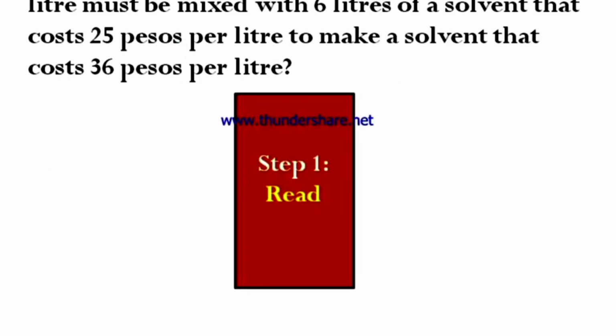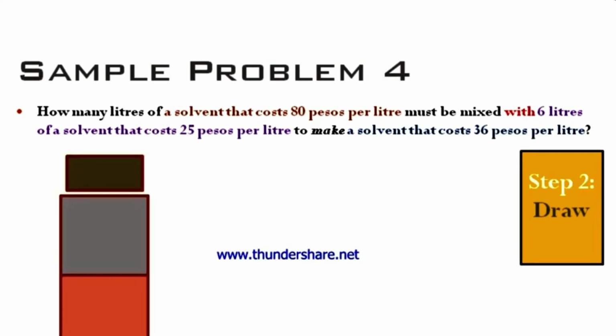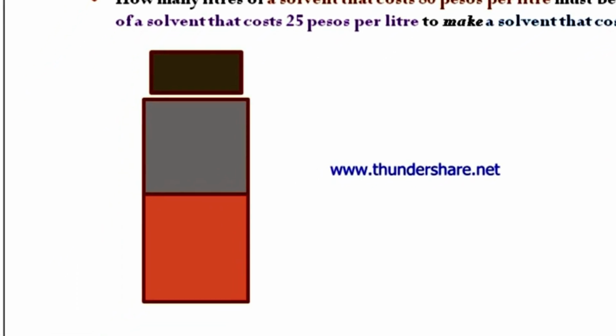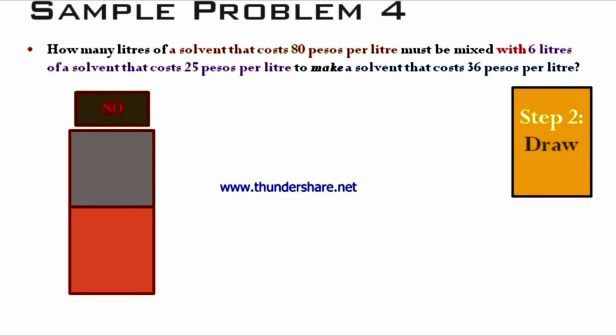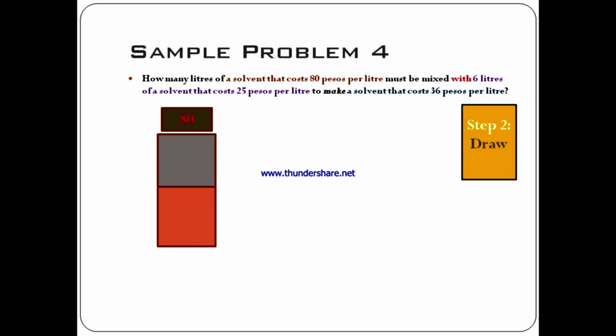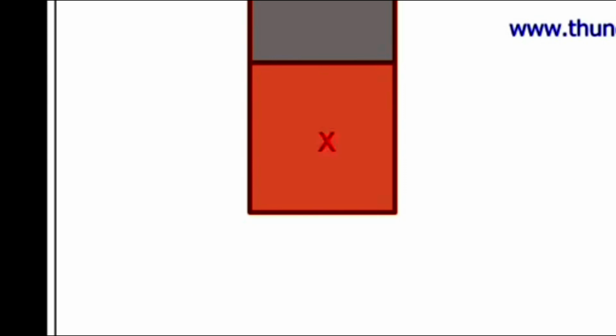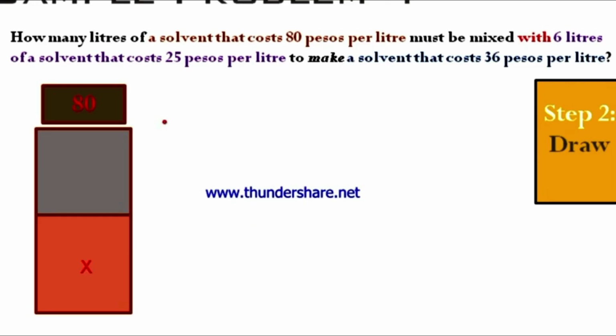Sample problem number 4. So step 1, read. Then draw. First mixture, solvent that costs 80 pesos per liter. As I said before, that's either the percentage or a price. So we put 80 pesos at the small rectangle. Since the volume is not given, we put a variable x. The word with is there, so that's an addition sign.